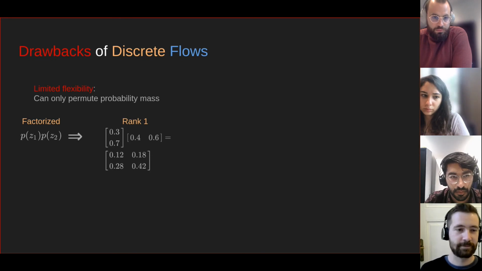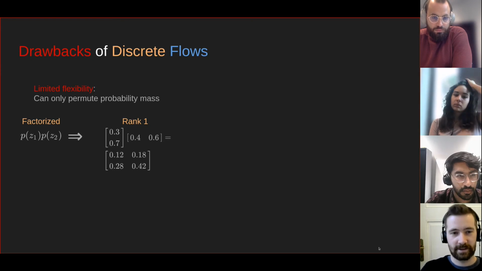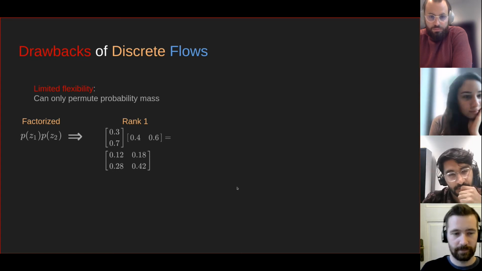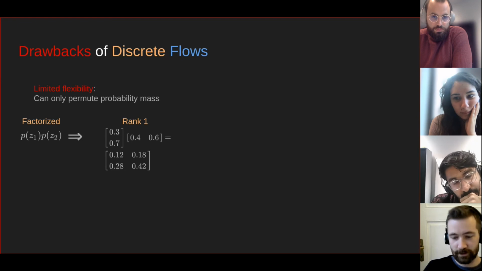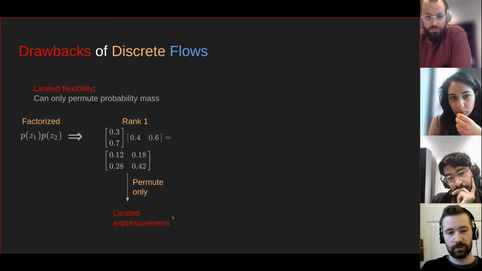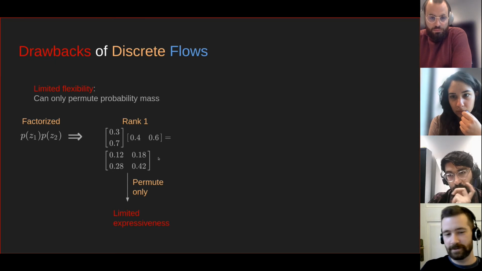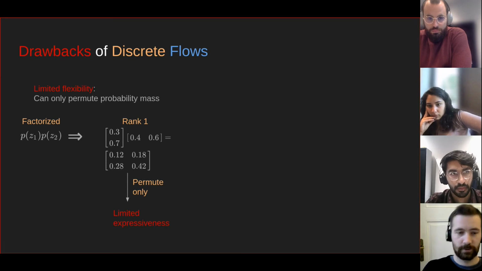you can represent this as a probability matrix like this, and this probability matrix will be rank 1, because you can see it as the outer product of 2 vectors like this, which are the probabilities for each of these base distributions. So those are rank 1 matrices, and then you can only permute probability mass, which gives you limited expressiveness. Because if you look at it going the other way, if I have some target distribution down here, I have to be able to, using permutations only, rearrange that into a rank 1 matrix. And for most target distributions, there is no way to do this. So they have limited expressiveness.